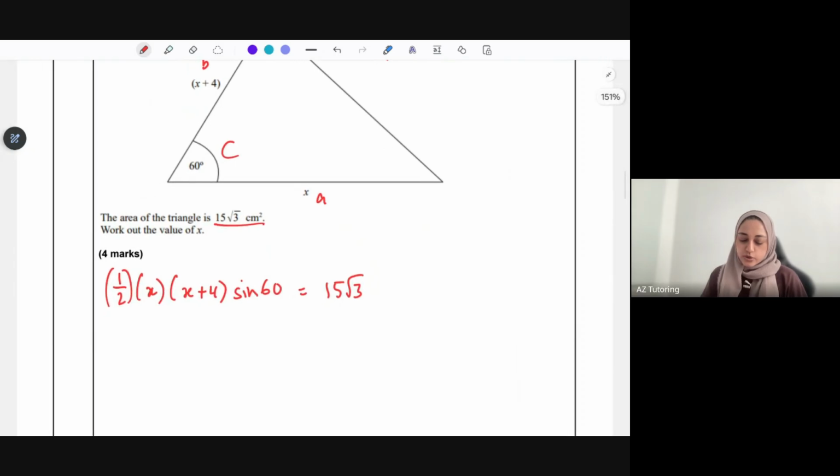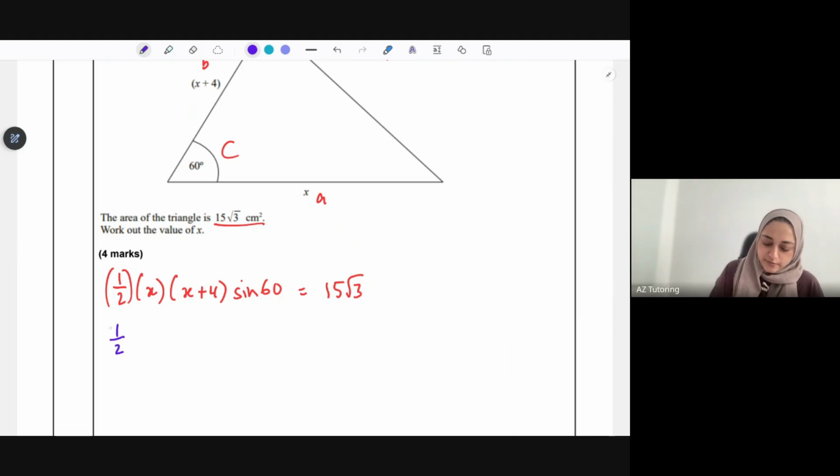Okay, so what could we do? Let's expand this part here. And what is sine 60? Now you should know sine 60. I'm going to put it in the calculator. Sine 60 is root 3 over 2. Again, one of those that you need to memorize if it's a non-calculator paper question. So let me write that down.